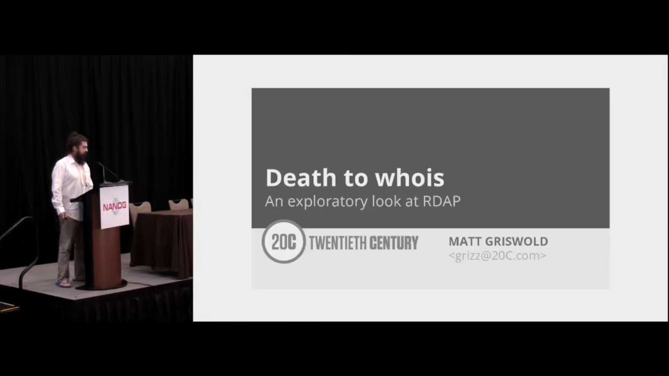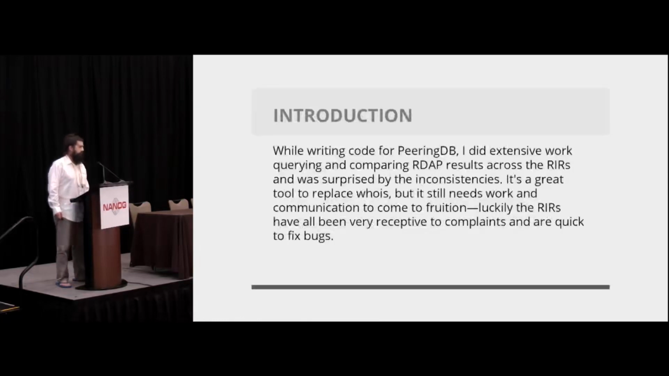I want to talk a little bit about Whois and why we use it every day and why we shouldn't use it every day. This all started as a project I did for PeeringDB, which was just seeking to get registration data in a programmatic way and essentially automate around it. It looked really good at first, but there are still a lot of inconsistencies between the RIRs.